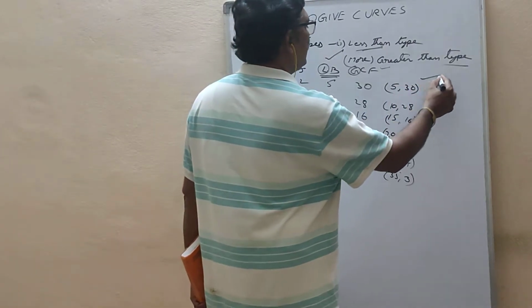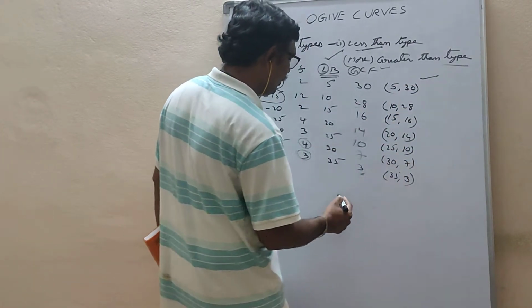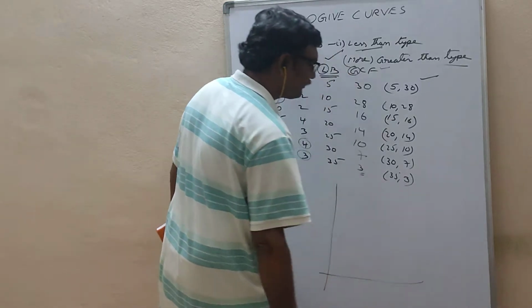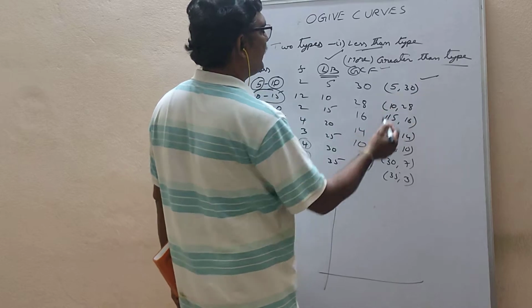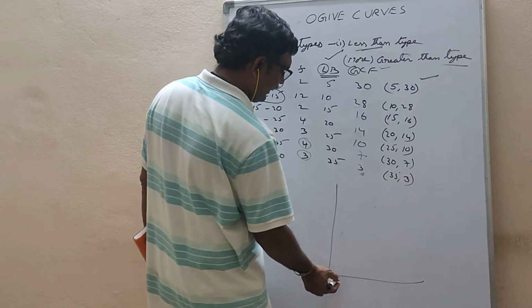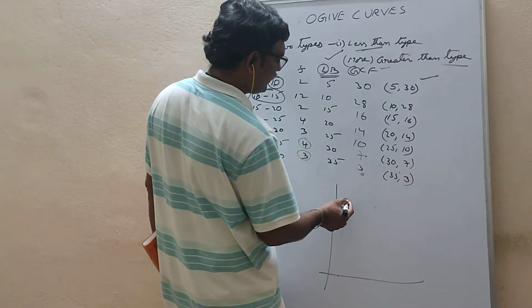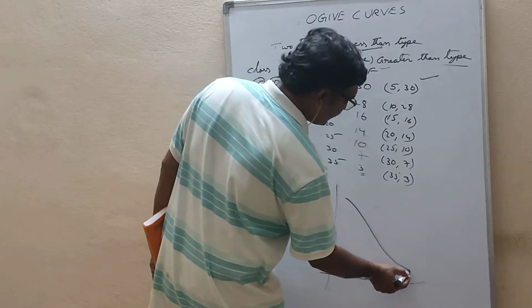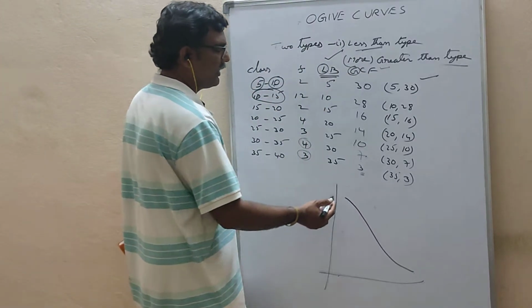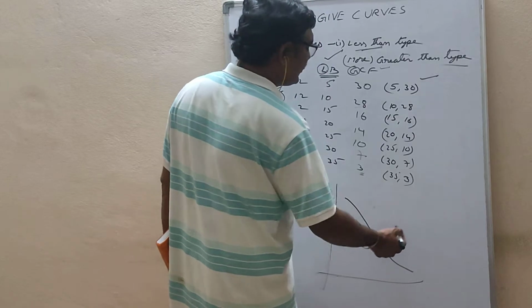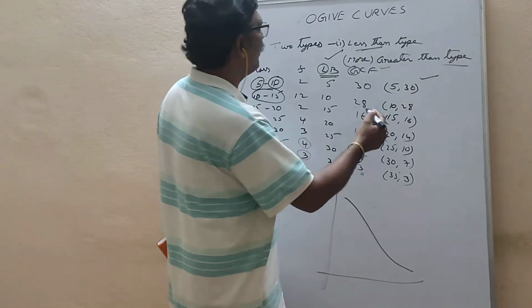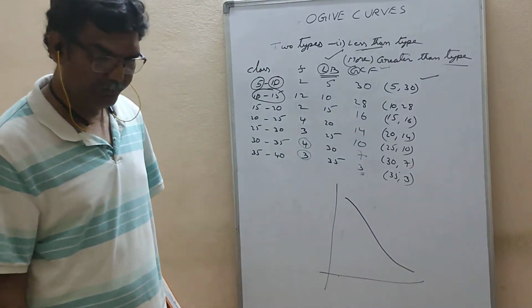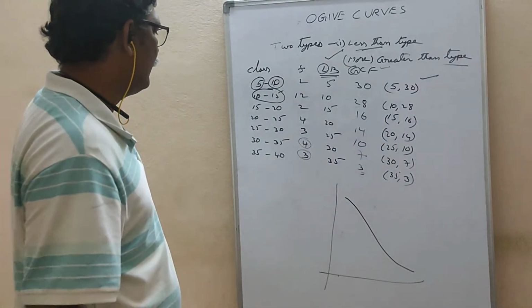These ordered pairs you have to locate in the graph. So if you locate, what happens is 5, 30. So here 5 will be somewhere here, 30 means here. So the graph will come like this. This is called GCF. Now we will go with LCF, less than cumulative frequency.